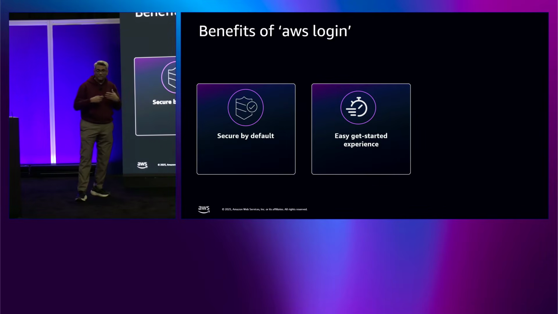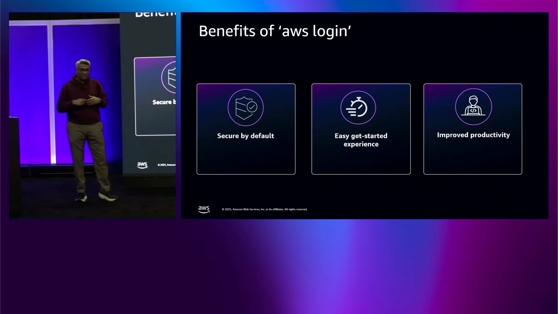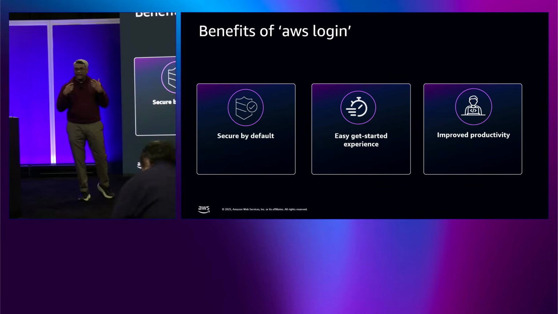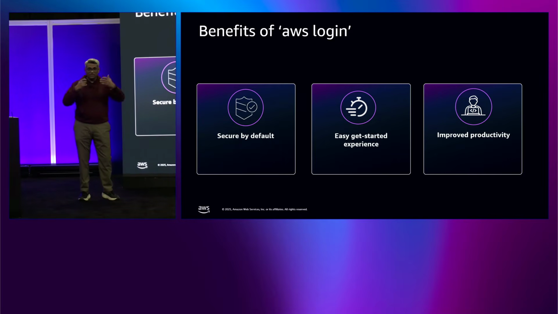It's also a very easy getting started experience. All you have to do is download the most recent AWS CLI, type AWS login, and off you go. And then it also helps you with improved productivity. We've been talking a lot about the CLI here, but it is not just about CLI access. These credentials are usable from any of the 11 AWS SDKs and the various programming languages that we support. Say you're running Kiro and you're creating a Python script that is used to access several AWS services.